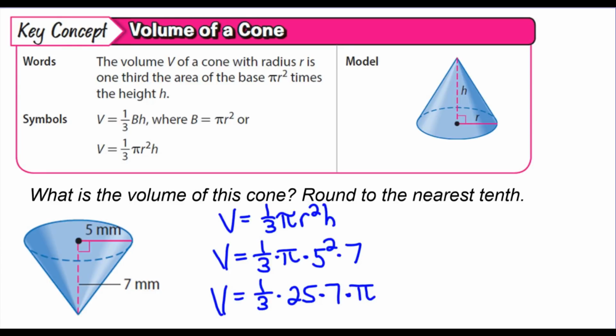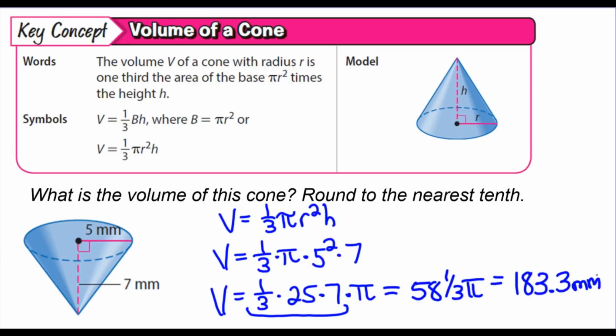And as I've said in other videos, I want to do all of this calculation first before I multiply by pi. And that's what I did. I get 58 1/3 pi, which rounded to the nearest tenth is 183.3 cubic millimeters for the volume of this cone. So that gives us pyramids and that gives us cones.